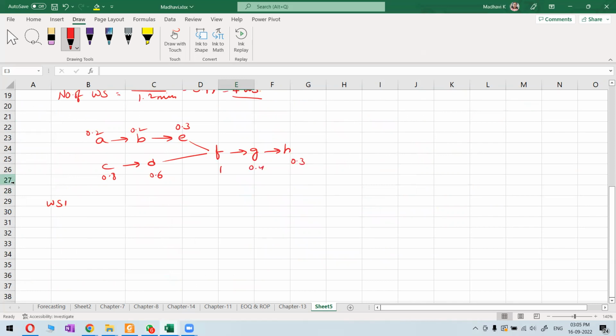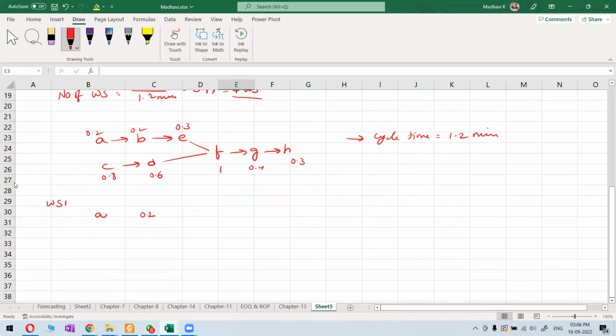So now we are designing workstations, and according to us, the cycle time is 1.2 minutes. So let us start with A. We can start with any one of them, A or C, and we can start with A. For A, it takes 0.2 minutes.